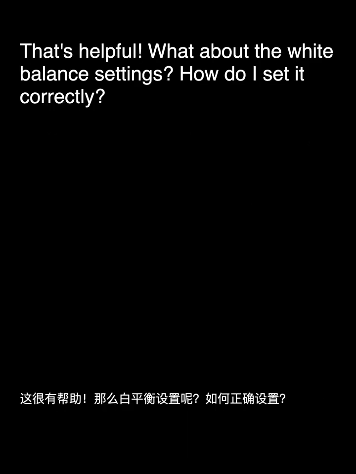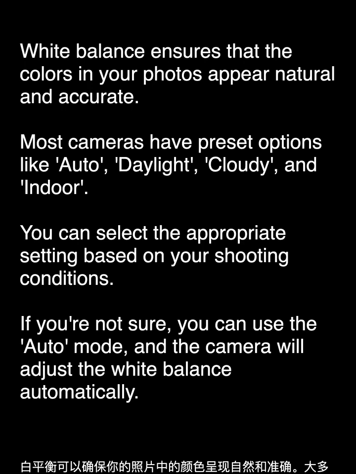That's helpful. What about the white balance settings? How do I set it correctly? White balance ensures that the colors in your photos appear natural and accurate. Most cameras have preset options like auto, daylight, cloudy, and indoor. You can select the appropriate setting based on your shooting conditions. If you're not sure, you can use the auto mode, and the camera will adjust the white balance automatically.